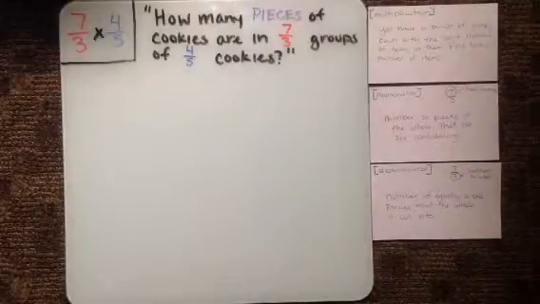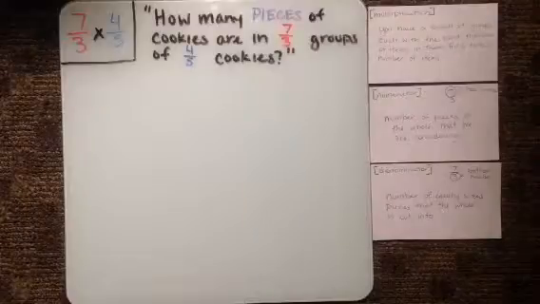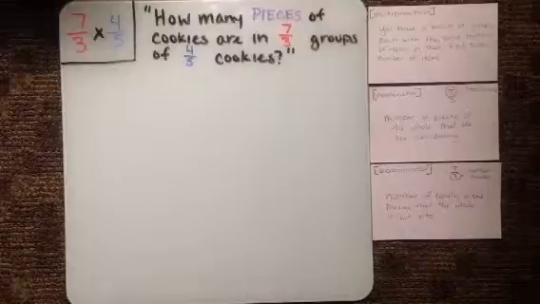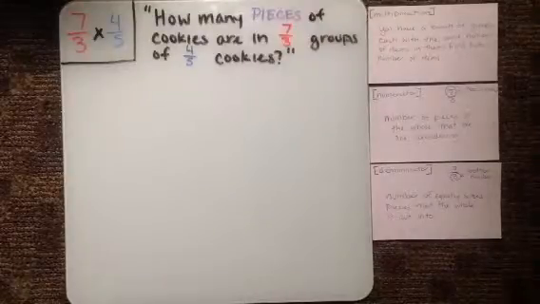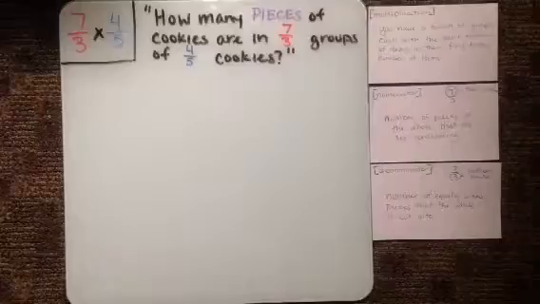The definition of multiplication is that you have a bunch of groups, each with the same number of items in them, and you want to find the total number of items. So today we're going to multiply the fractions 7/3 and 4/5. We can put this in a sentence by saying how many pieces of cookies are in 7/3 groups of 4/5 cookies.